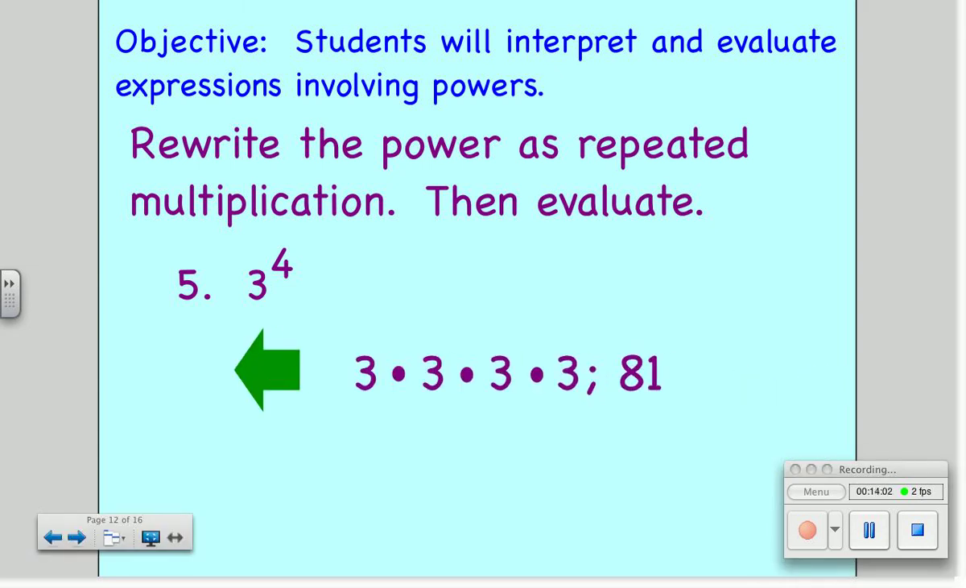When you multiply that, there are different ways to do it, so let me show you. You can do 3 times 3, which is 9. Bring down the multiplication. And 3 times 3 again, which is 9. And then multiply these 2 numbers for 81.